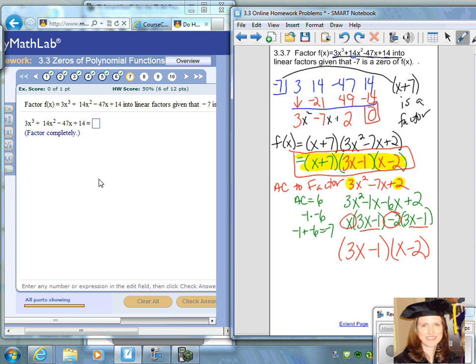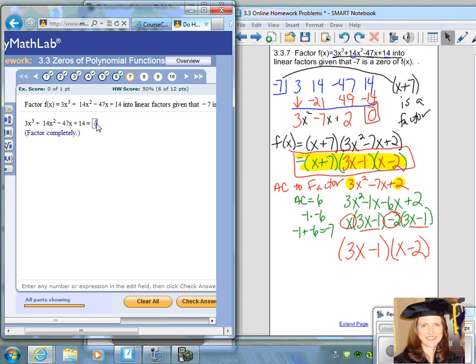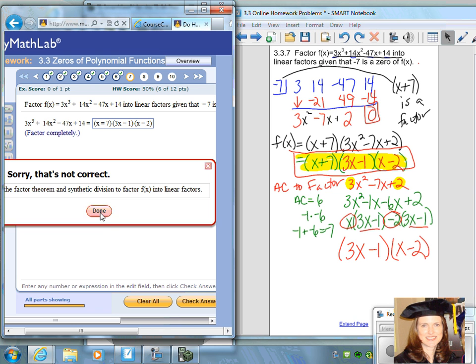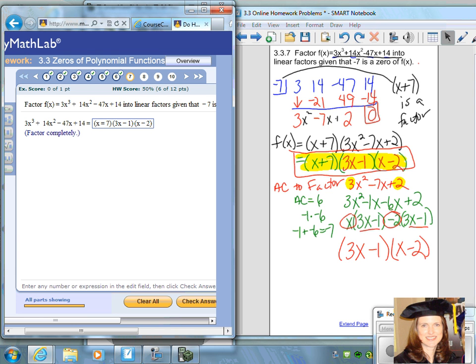I'll highlight it here. The first factor is found by synthetic division, which is x plus 7. The other factor using the AC method, or you can use the guess and check method, 3x minus 1 is a factor, and x minus 2 is a factor. Okay, I made a mistake here. Instead of equals, I'm sorry, the first factor should be x plus 7, 3x minus 1, and x minus 2.